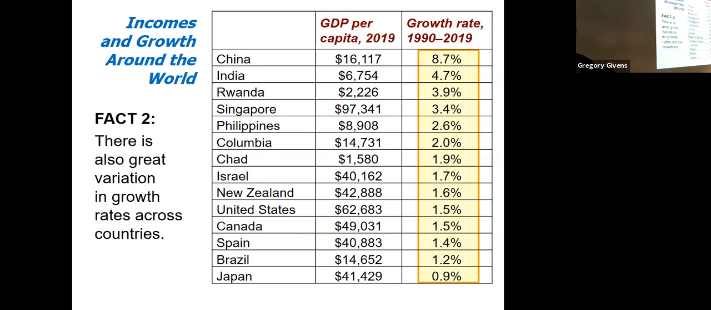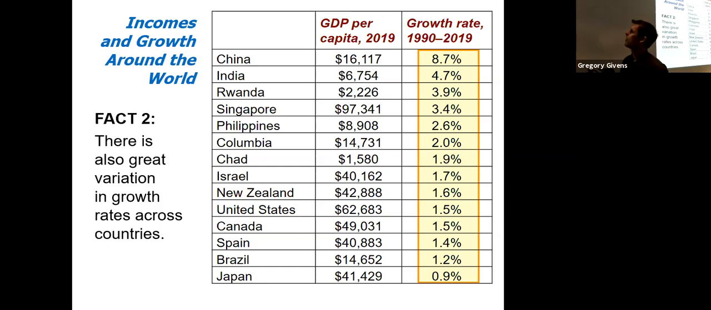But we also have some countries that are growing very rapidly. Some of those countries are rich, some of those countries are poor. And we also have some countries that are growing very slowly, if at all. And some of those countries are not necessarily all poor. Some of them are kind of in the middle of the income distribution. So there's a lot of variation in how quickly these different countries are growing, right?